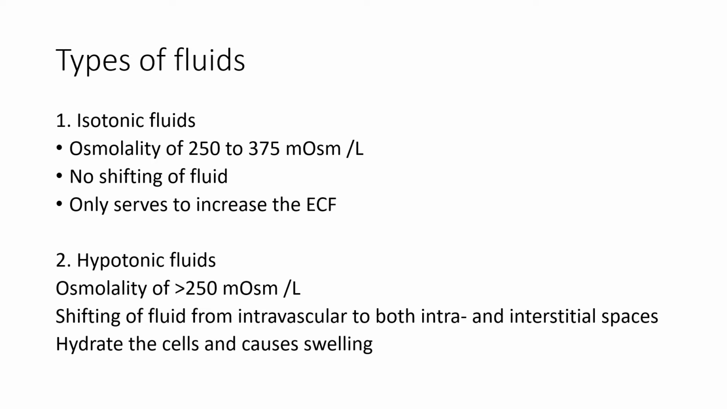Coming to the types of IV fluids, based on the tonicity of the fluids, we have isotonic, hypotonic and hypertonic fluids. For isotonic fluids, the osmolality is close to the plasma, that is between 250 to 375 milliosmoles per liter, and whenever isotonic fluids are given, there is no shifting of the fluids and they only serve to increase the extracellular fluid volume.